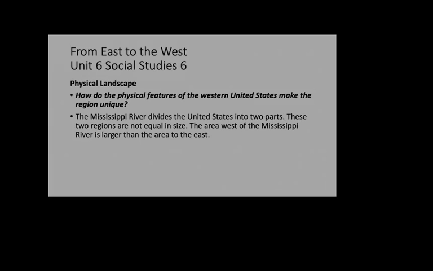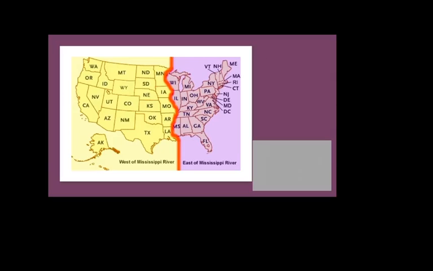Okay, so as an example, we've got the Mississippi River. It divides the United States into two parts. These two regions are not equal in size. The area west of the Mississippi River is larger than the area to the east. Let me show you a graphic of that. So here is the Mississippi dividing the east and the west.